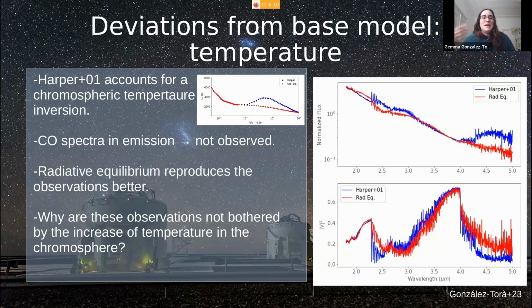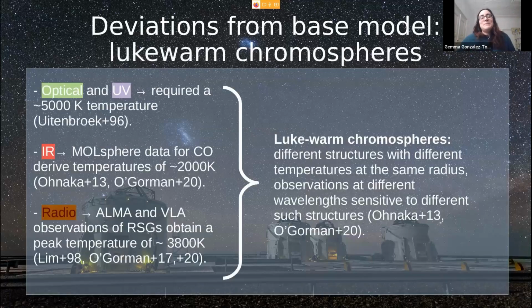So this means that we think that for this wavelength range, at least, our observations are better explained only with this radiative equilibrium case, so with the temperature decreasing with radius. This was a little bit shocking for us because we were expecting that the temperature increases in the chromosphere, so we were expecting that in our wavelength range we would see this increase and that this blue profile would fit our observations better.